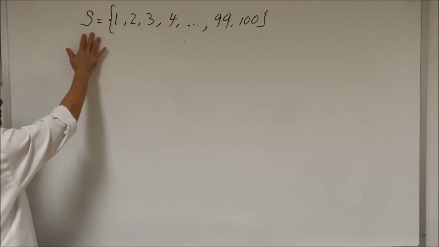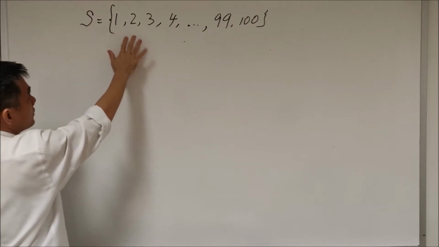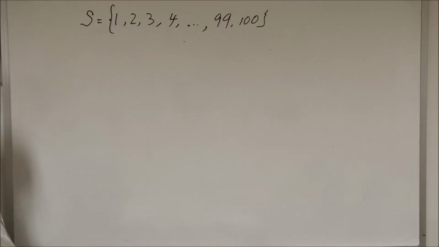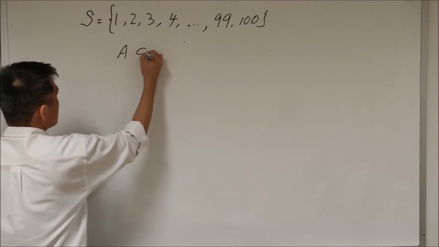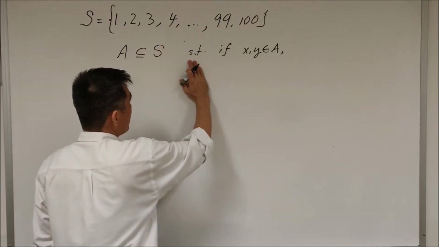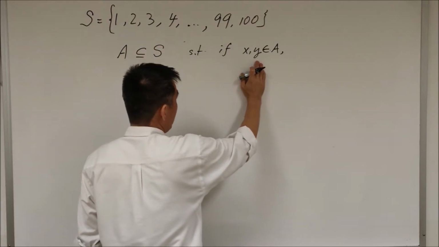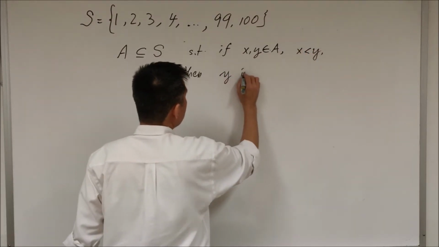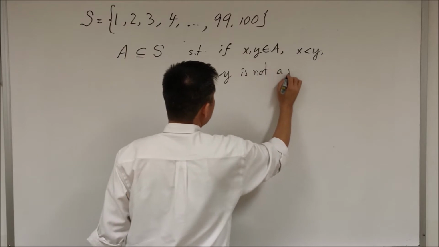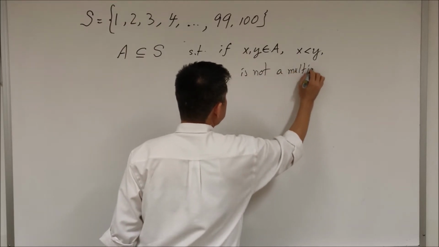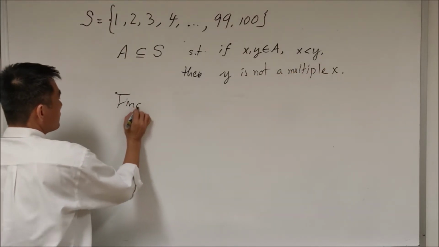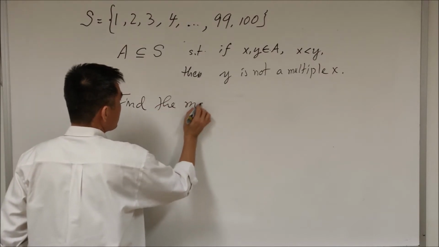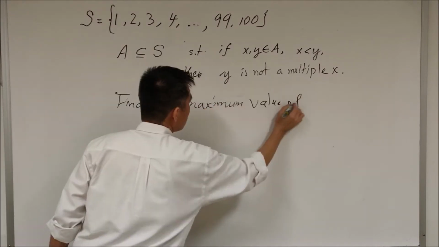In this problem, the set S is all integers from 1 to 100. Given that A is a subset of S, such that if x and y are elements in A and x is less than y, then y is not a multiple of x. If so, find the maximum size of A.